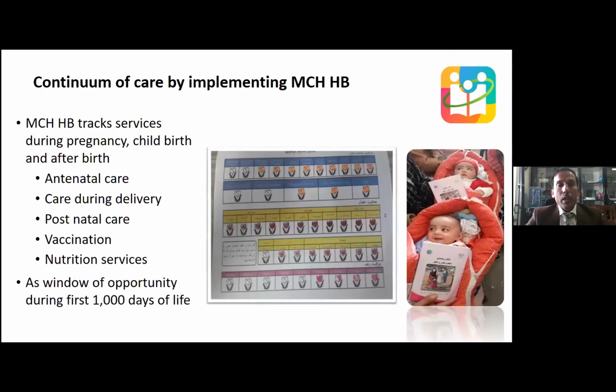Continuum of care by implementing the MCH Handbook: the handbook tracks services during pregnancy, childbirth, and after birth, which include antenatal care, delivery, postnatal care, vaccination, and nutrition services, as a window of opportunity during the first 1,000 days of life. As you see in the picture, for each service that the service provider gives to the mother or child, a flower is colored in the MCH section, EPI section, and nutrition section.